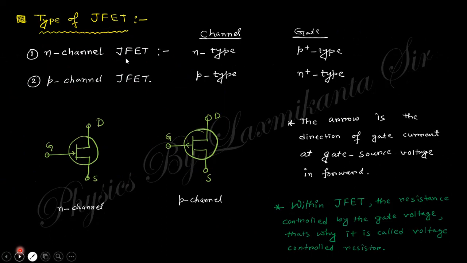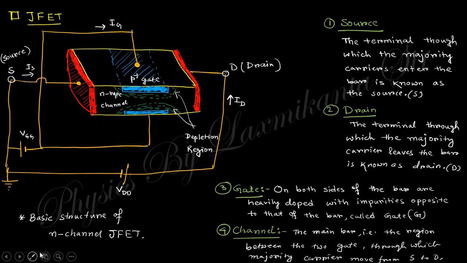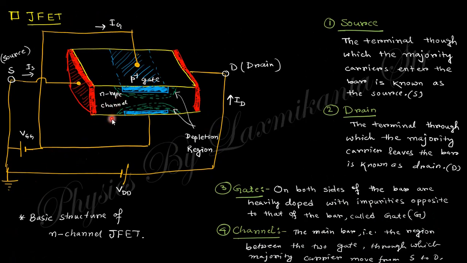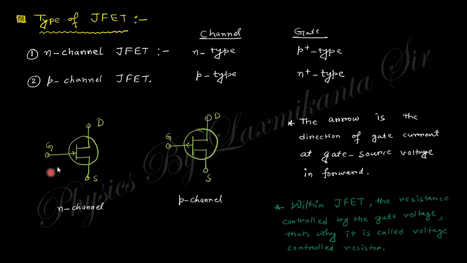There are two types of JFET: N channel JFET and P channel JFET. This channel will be N channel or P channel. You can see this is the N channel. You can see here that in this N channel, when this is forward biased, the current flows from P to N, so from the gate inwards. That's why in the N channel case, the direction of the arrow is from the gate inward.